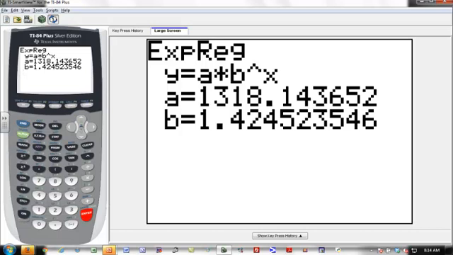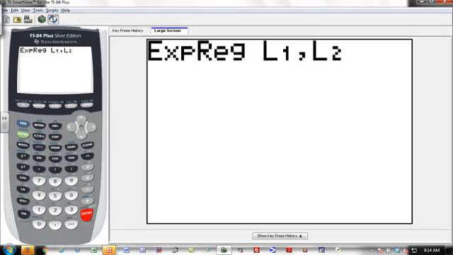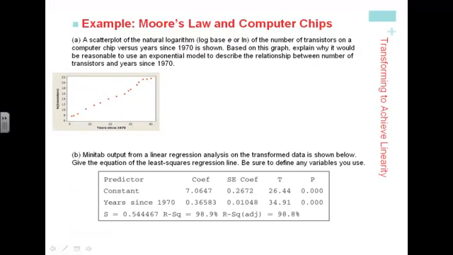Get that number again. How did I get that number? If you're paying attention, what I did was exponential regression, L1 versus L2, where L2 is the non-transformed data. Again, we can compare that to doing linear regression with L1 versus L3, where L3 is the transformed data. All right, so there we go on that.